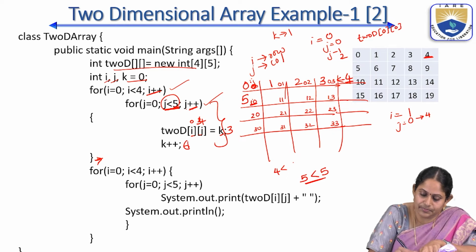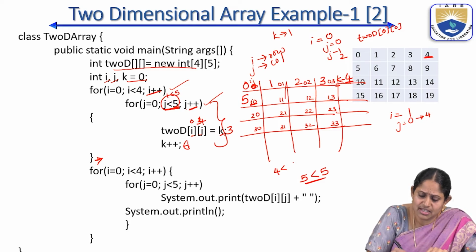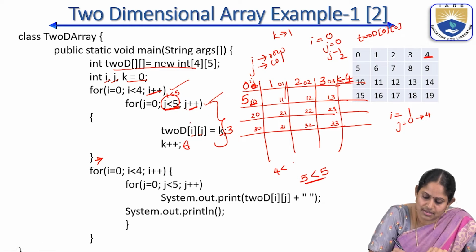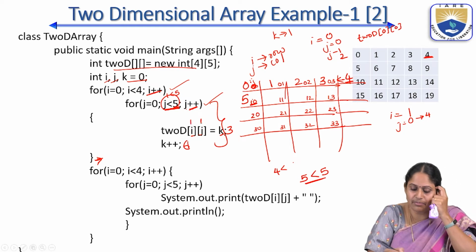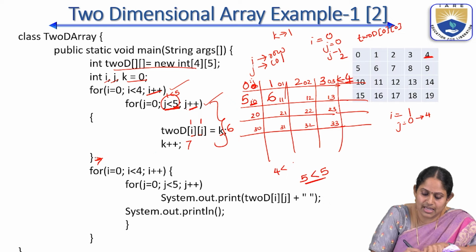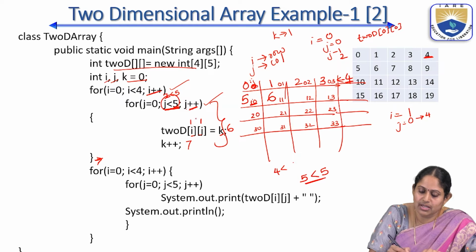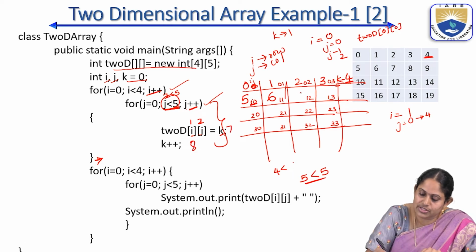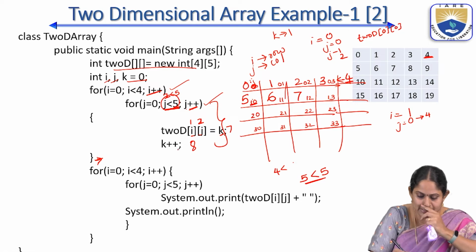j is now 1, which is less than 5, true. It comes inside. Into 1,1, what happens? 6 will be stored into 1,1. Then k++, k becomes 7. Encountering the closure, j is incremented. j becomes 2, and 2 is less than 5, true. It comes inside. Into 1,2 it will store 7, and the k value will be incremented to 8.